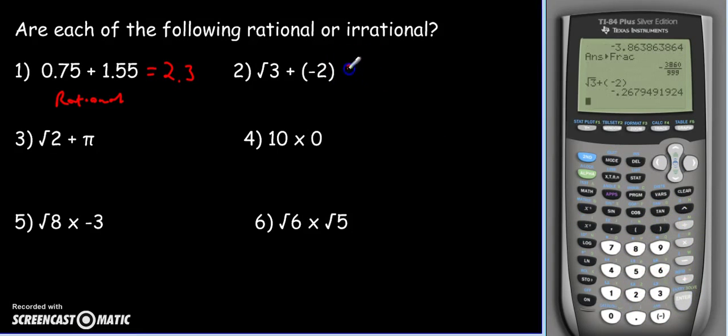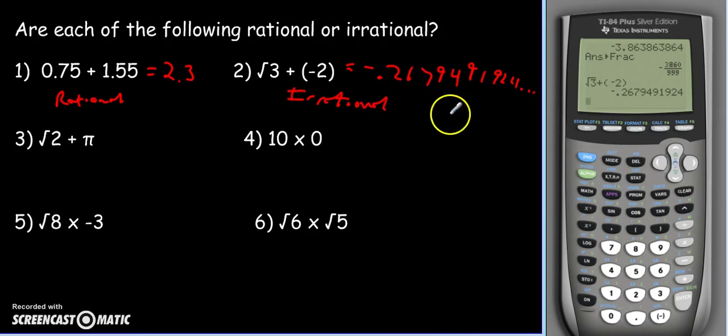That is negative 0.2679491924, and then that continues. So this is an irrational number because it is non-terminating and non-repeating. It has several 9s, but they aren't following any pattern of any kind.